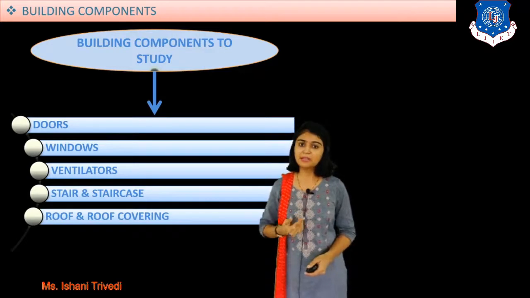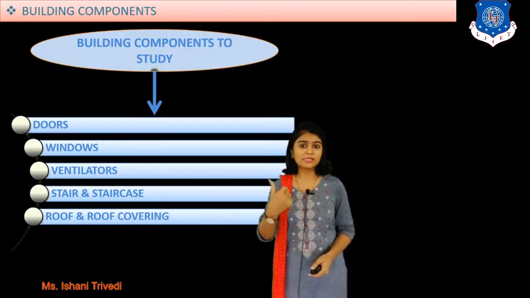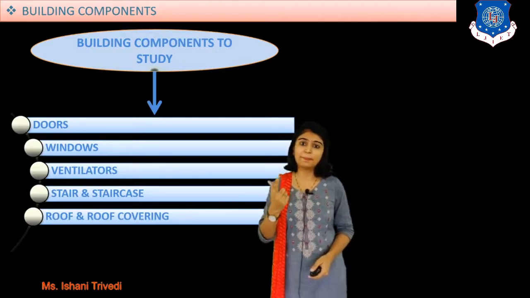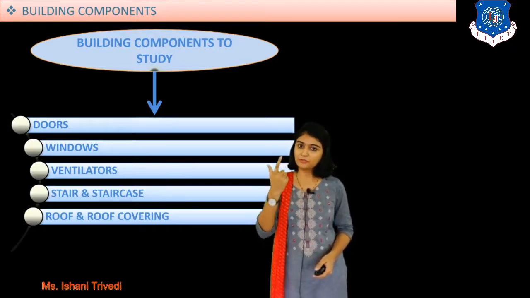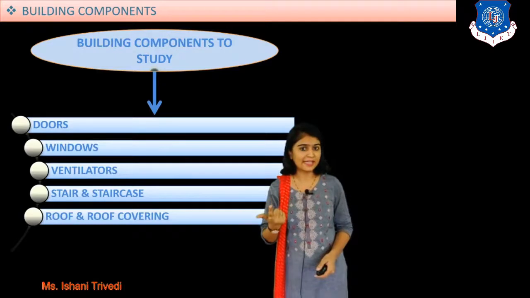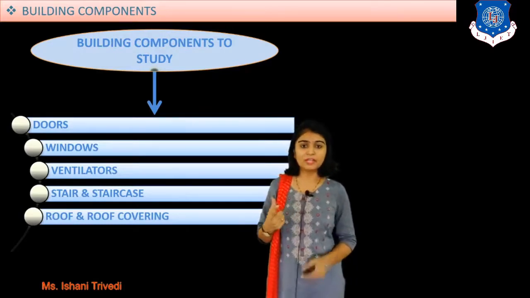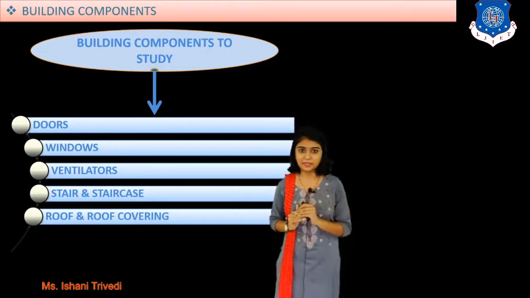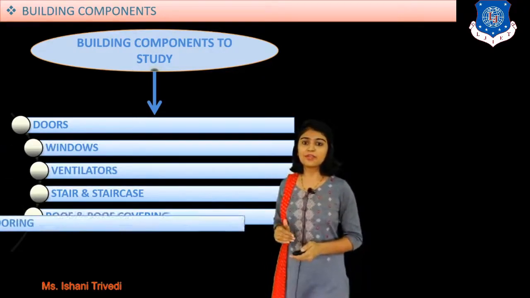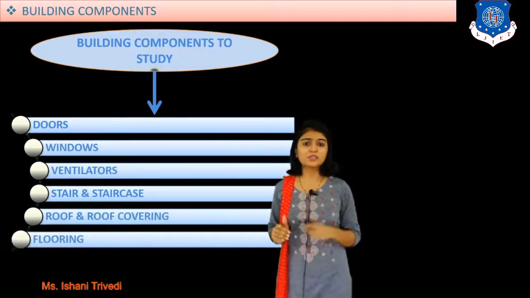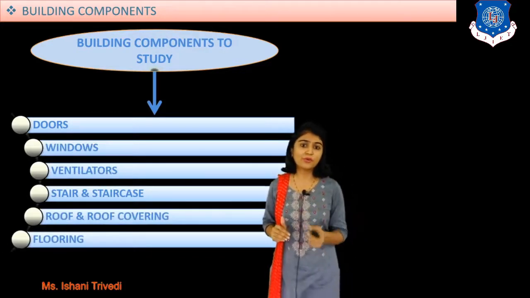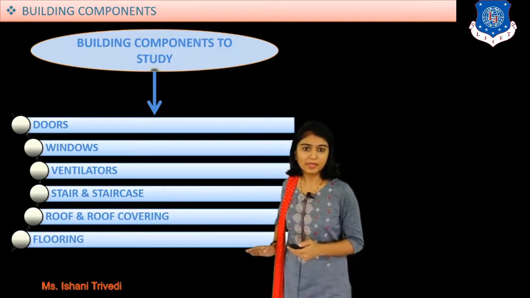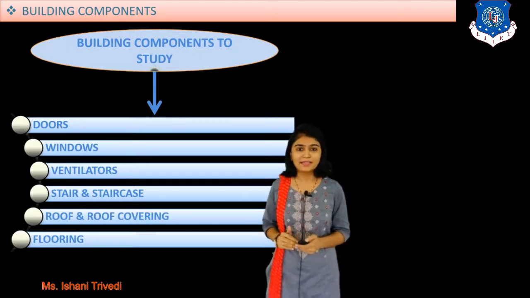You will have the classification, and the technical terms of a typical type of a door, of a window, of a roof or a staircase. All the technical terms shall be discussed. Next is roof and roof covering, and the last which we will discuss is flooring. So these are the types of building components which are going to be studied in detail.